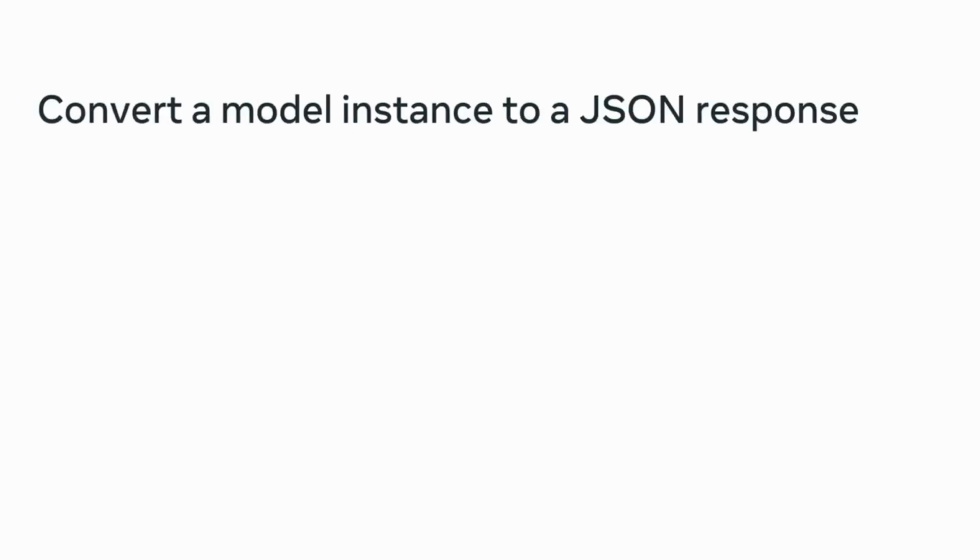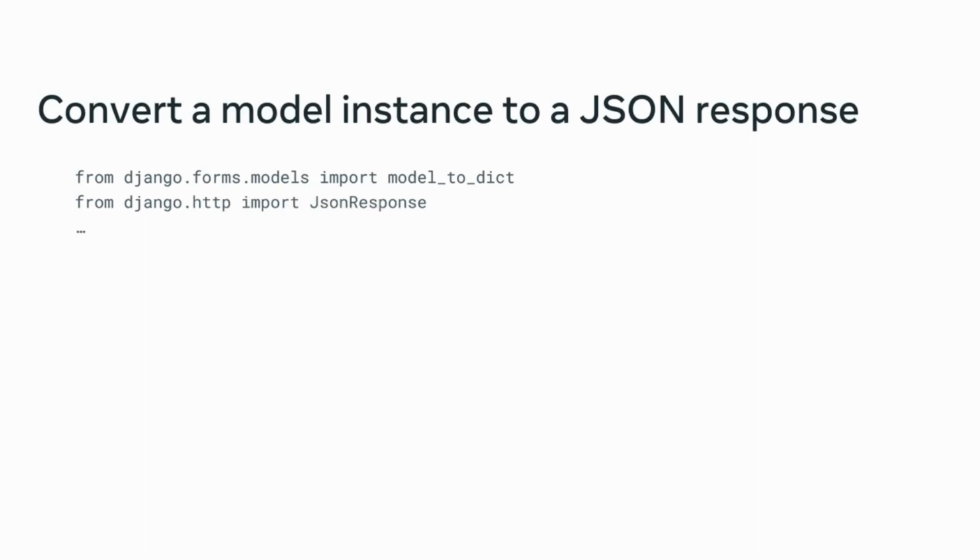Here is a quick tip for converting a single model to a JSON response. First, import the model_to_dict function from the django.forms.models module and the JsonResponse class from the django.http module. Now you can retrieve a single book record for the book ID and convert it to a JSON object. Next up, you will learn how to edit and delete a single book.